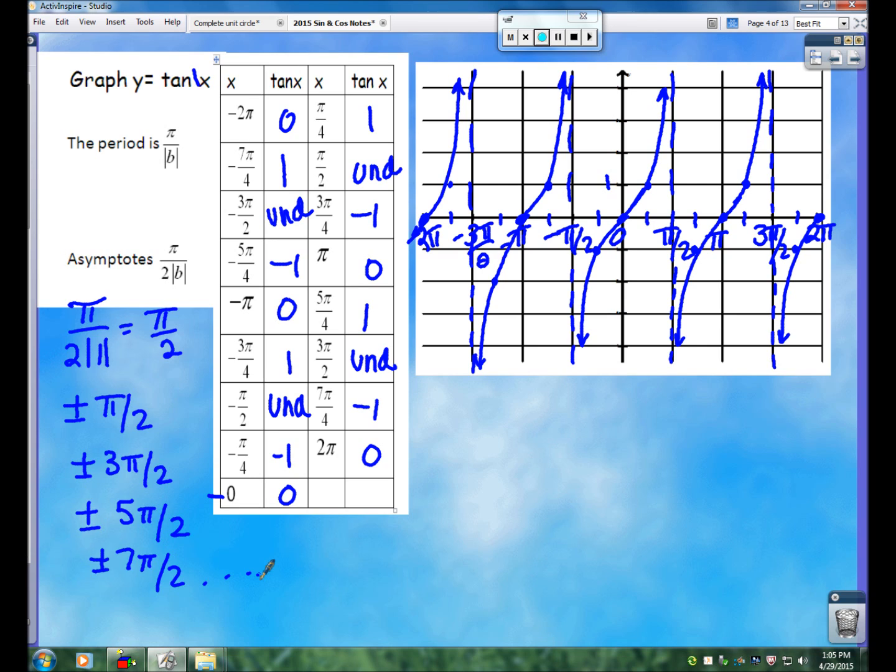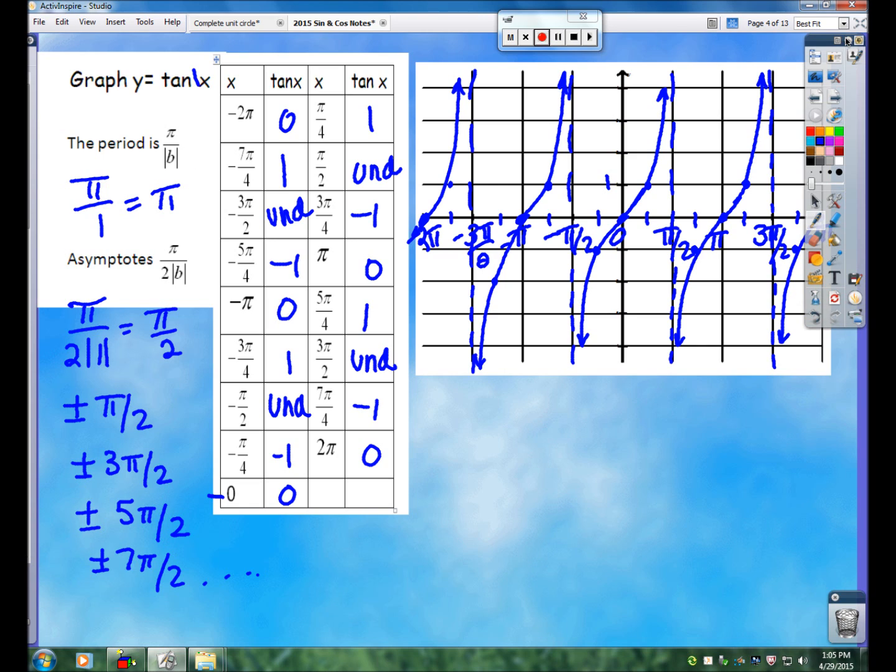All right, the period. When does it repeat itself? It's pi over the absolute value of b, which is pi over the absolute value of 1, which is pi. So see here again, our pattern is repeating at pi. So every pi, the same pattern is going to repeat. Now with tangent, we don't have some nifty little way to remember this, but just remember the tangent graphs do have the asymptotes.